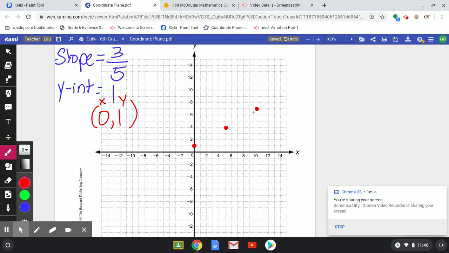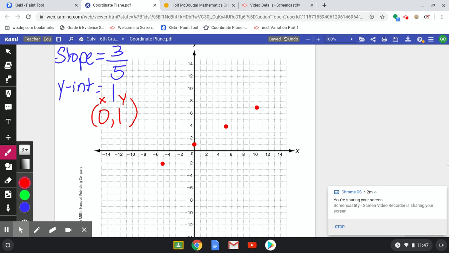Now, if I want points in the other direction, this is where I'm going to do the opposite. Instead of going up 3, right 5, this is where I'm going to go down 3, left 5. You can only do this when you want points in the opposite direction. All right. So down 3, left 5. 1, 2, 3. 1, 2, 3, 4, 5. Plot a point. That's enough.